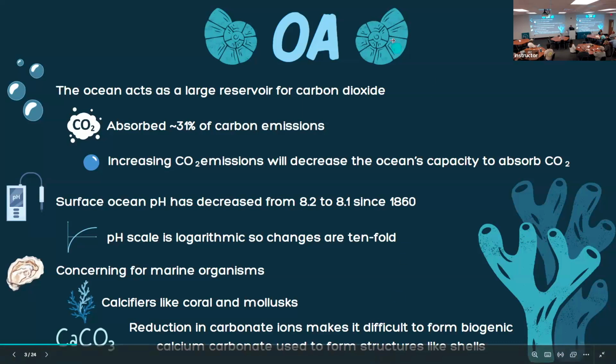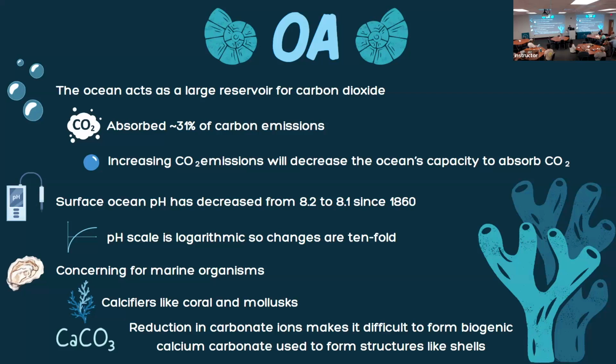This is seen when we look at pH. Surface ocean pH has decreased from a value of 8.2 to 8.1 since 1860. Now, that may not seem like a very large decrease at first, but pH is on a logarithmic scale. So any changes that are happening are tenfold. That 0.1 decrease is times 10. So it's much more significant than you might think right away.